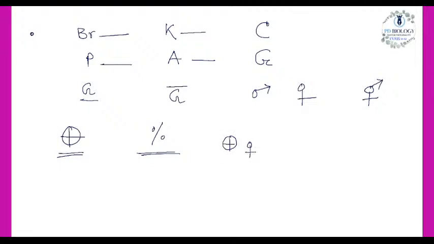So that is actinomorphic, bisexual, K2 plus 2, C4, A2 plus 4, and G fused superior ovary. So from this type of floral formula, some questions are asked regarding this nature and what type of ovary it is.